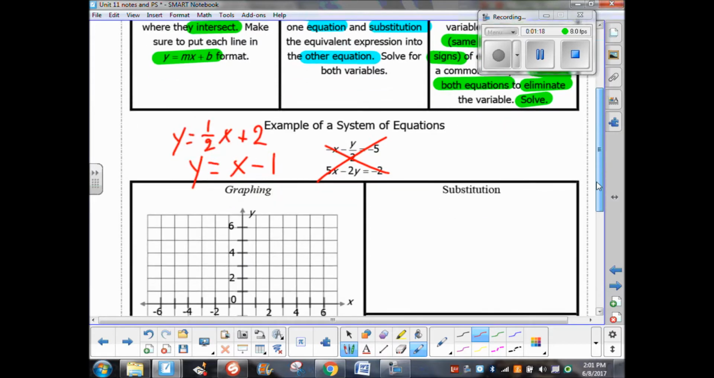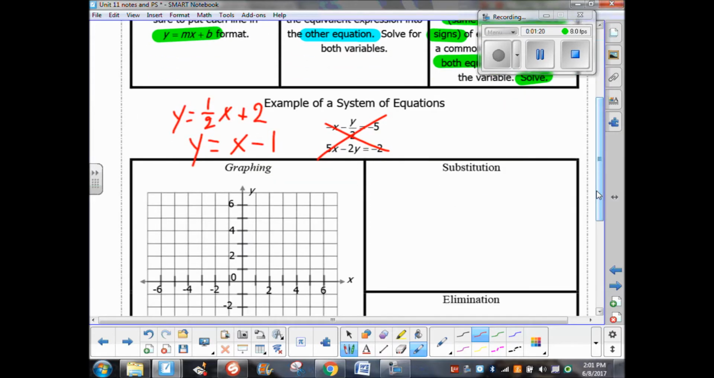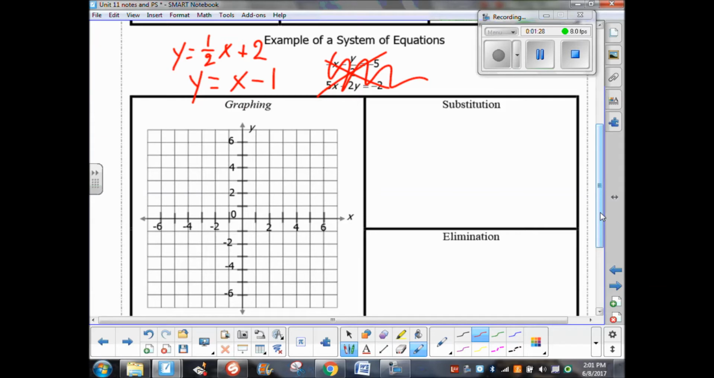So let's take this system right here. Okay, we changed it. y equals 1/2 x plus 2, and the other one is y equals x minus 1. So when I take it, I have to graph that first equation. What's the slope and what's the y-intercept of the first equation? You've got it. Just the 1/2. Remember, it's just the number. And then what's the y-intercept? 2.